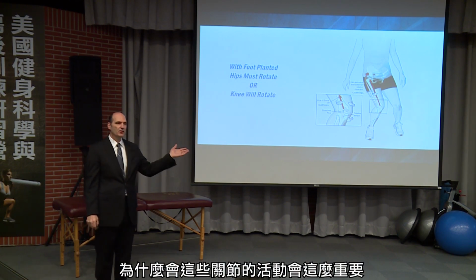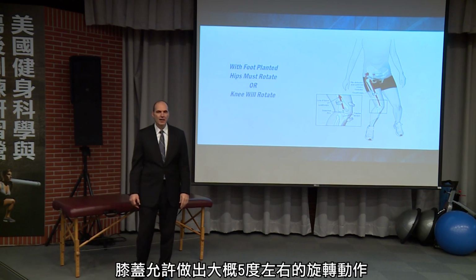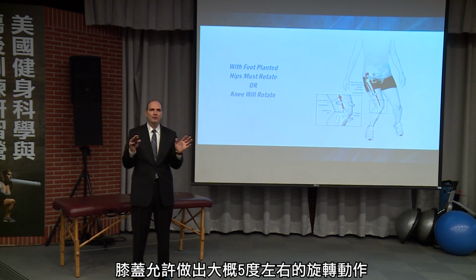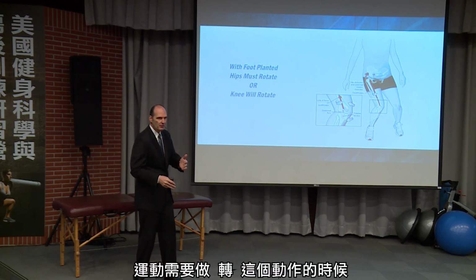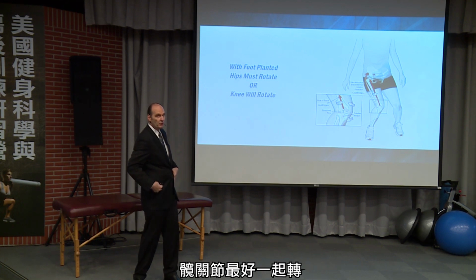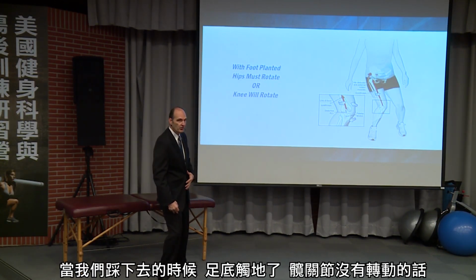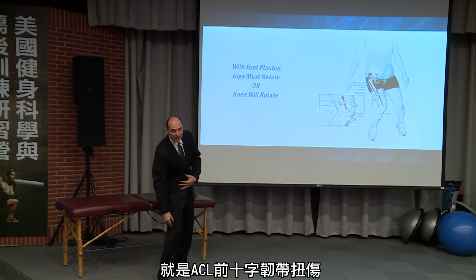Now, why is this important? Let's talk about the anterior cruciate ligament, the ACL. Everybody knows what the ACL is? Now, the knee rotates about 5 degrees or so before the ligaments stop it. So if you're playing a sport and you really have to rotate fast, your hips better rotate along with you, because the knee only rotates a little bit. If your foot is planted and stationary and you're rotating and your hips don't rotate, something has to rotate, and it's going to rotate at the knee, and that's when you tear your ACL, too much rotation at the knee.